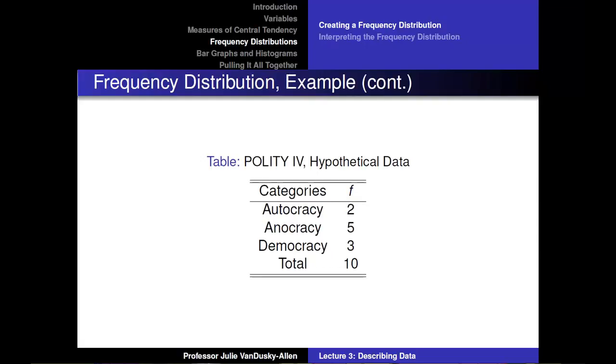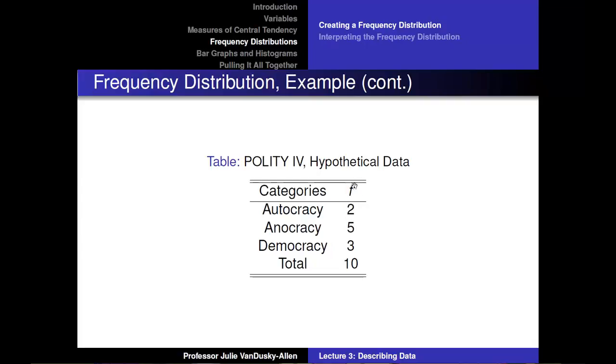Here's the frequency distribution example with the polity data. In the first column, you write categories as the column title. Then you write the categories underneath it, autocracy, anocracy, and democracy, and add the word total at the bottom. The categories should be written in some sort of logical order. So in this case, I wrote the categories from the least free countries, autocracies, to the most free countries, democracies.